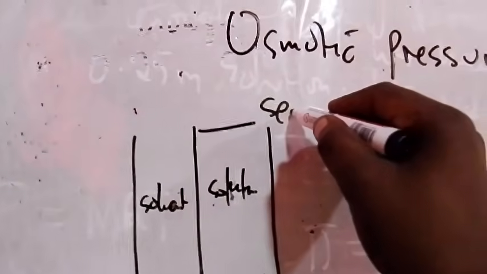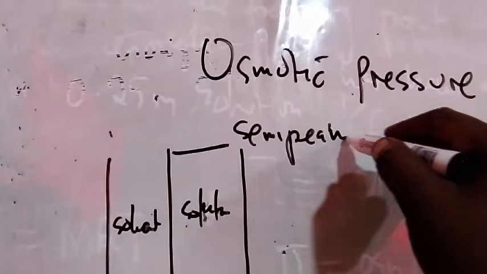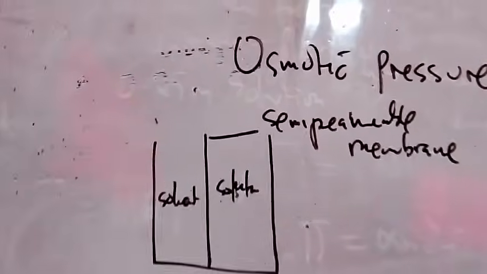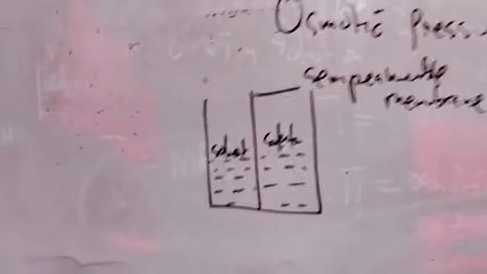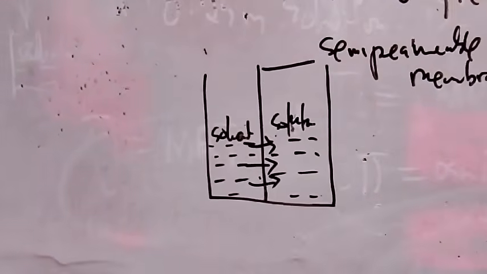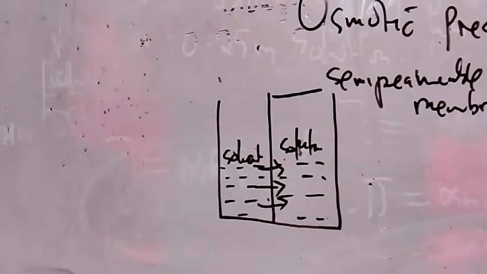Separated by a semi-permeable membrane. So the solvent and the solution are separated by the semi-permeable membrane. What is happening now? The solvent is able to pass through the semi-permeable membrane into the solution, but not the solute particles.